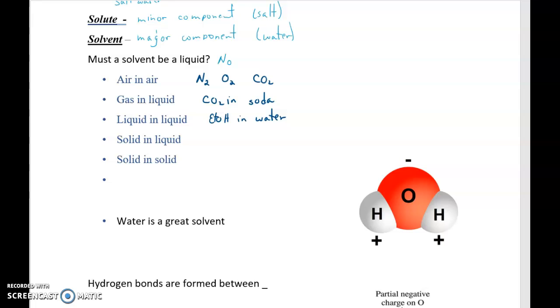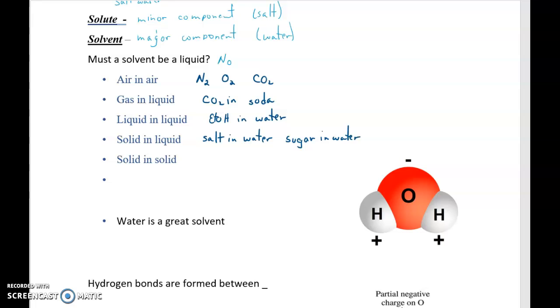You can have solids dissolved in liquids. So we had the salt and the sugar, or salt in water. We can also dissolve sugar in water. Lots and lots of chemicals can be dissolved in water.